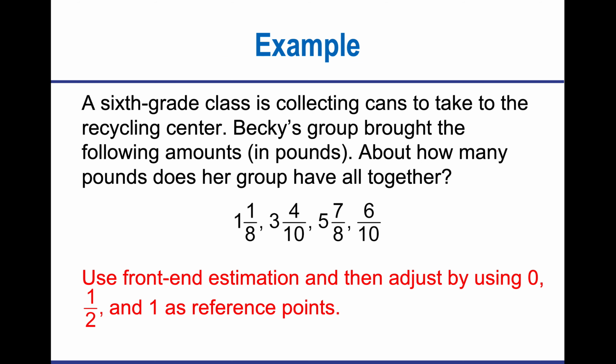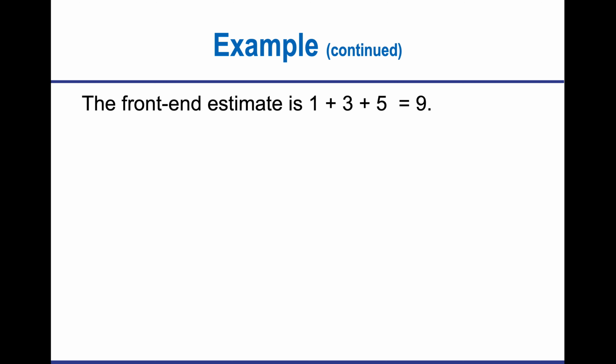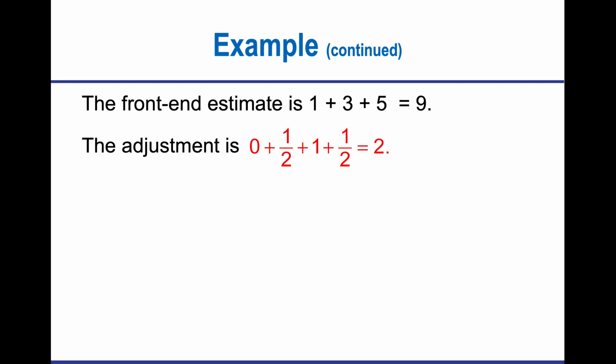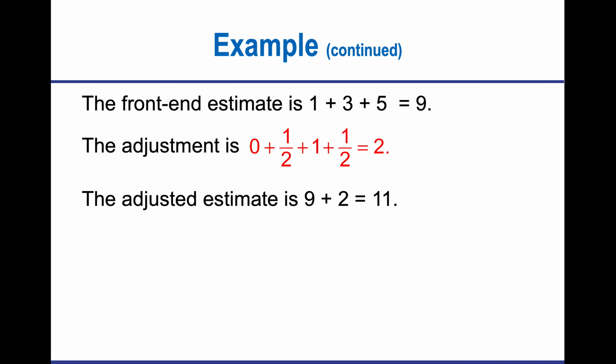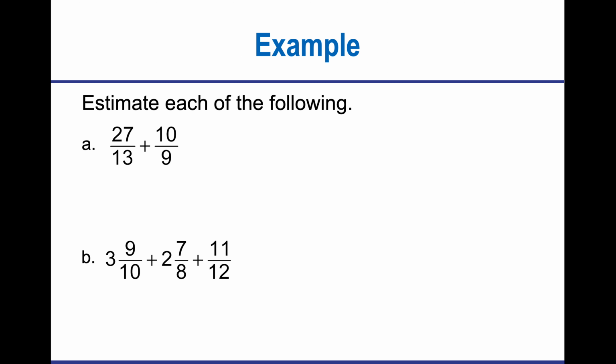So if I'm looking at the front end estimation, that's 1 plus 3 plus 5, and that's going to be 9. The adjustment here is I know that I was off by a couple of values, and I'm going to say that's about off by 2. So when I add them together, I'm going to get 11, and that's going to be what I adjust that front end estimate to be. So here, I'm going to do the same thing, and I'm going to estimate 27 over 13 is almost 2, 10 over 9 is almost 1, so when I add them together, I get roughly 3. So you're almost trying to go to the nearest whole number.